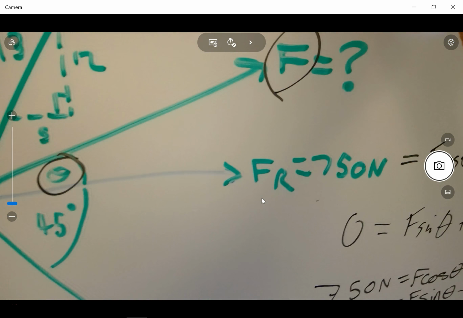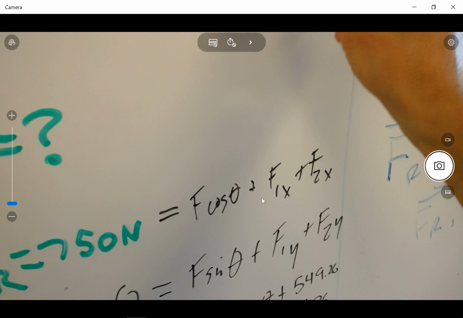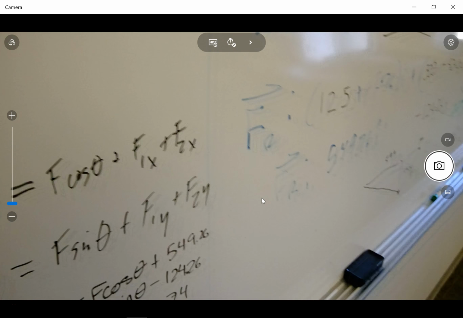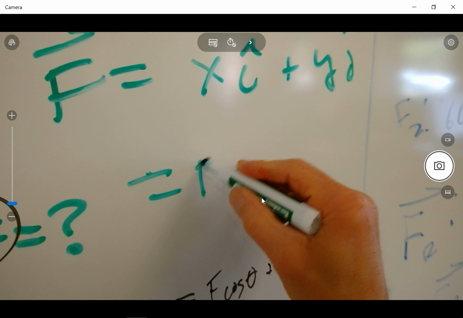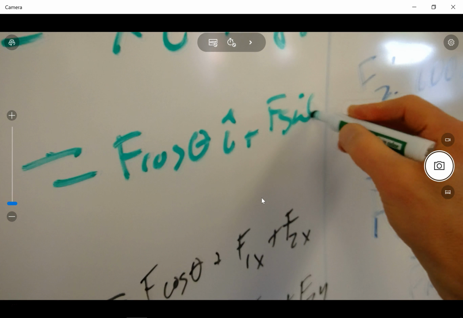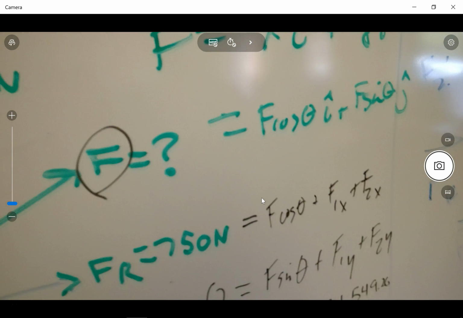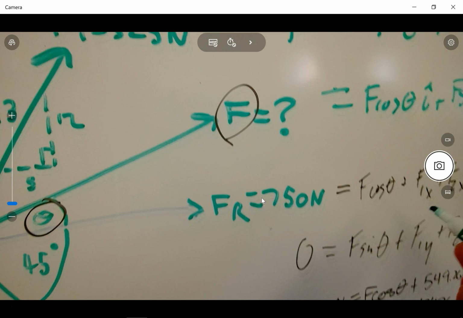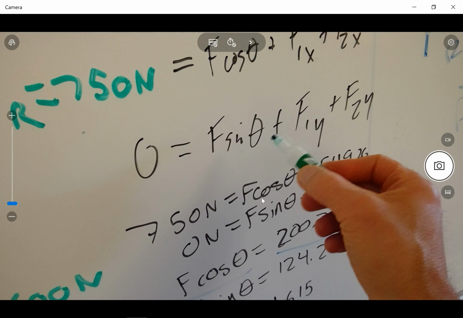So in other words, you could think of f as either xi plus yj, which is what Jose did, or you could write it as f cosine of theta i plus f sine theta j. Okay. And then that's the third force that you have to add to these other two components, which is what we did here, right?